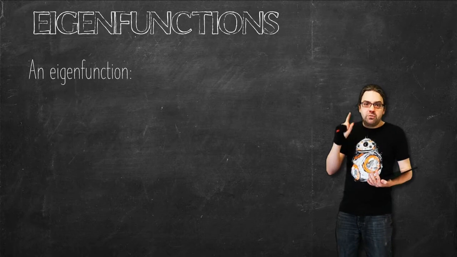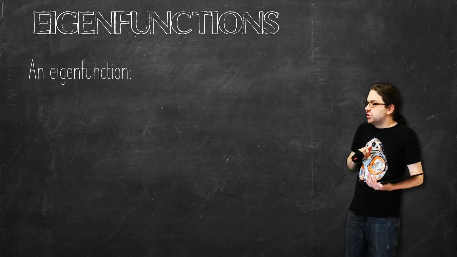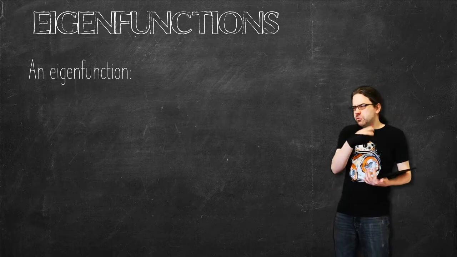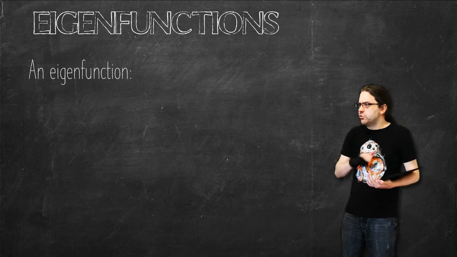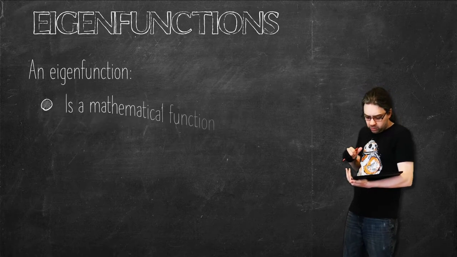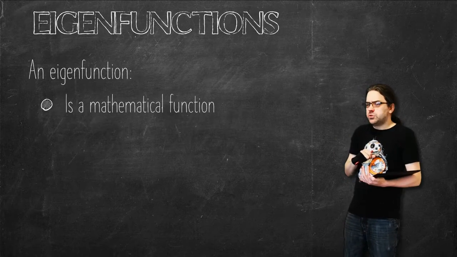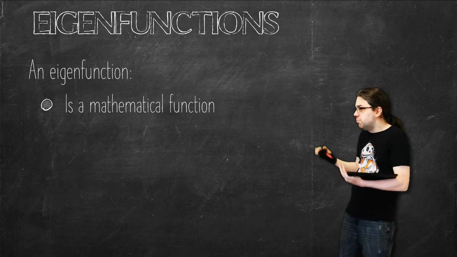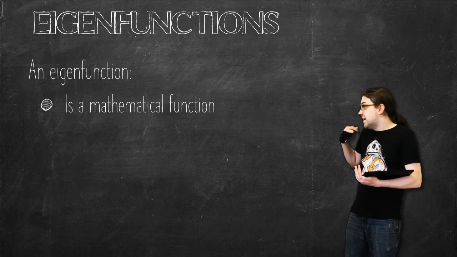Now the next bit of jargon is the idea of an eigenfunction. If you haven't come across this word before, it's German, meaning its own function, something like that. It doesn't directly translate into English very well. But as with most things, it is just a mathematical function. It has variables, we are multiplying things, adding things. It's a function.